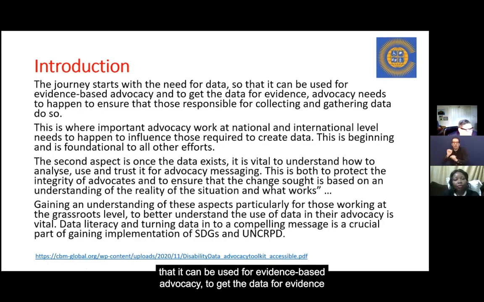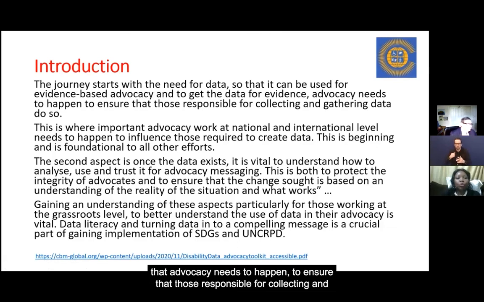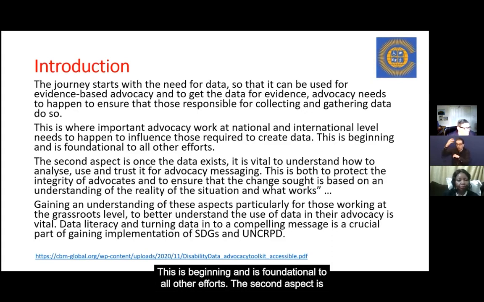To get the data for evidence, advocacy needs to happen to ensure that those responsible for collecting and gathering data do so. This is where important advocacy work at national and international level needs to happen to influence those required to create data. This is the beginning and is foundational to all other efforts.